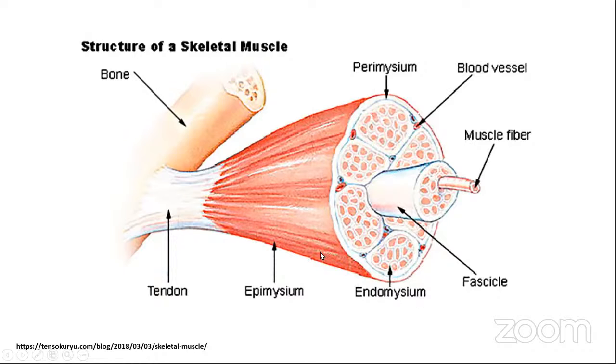Okay, so three-stage covering. One is the epimysium. Inside there are bundles of muscle fibers. Each bundle is called a fascicle, and each fascicle is covered by perimysium. Within each fascicle there are numerous muscle fibers, and each muscle fiber has a covering called the endomysium. So this is the basic structure of the skeletal muscle.